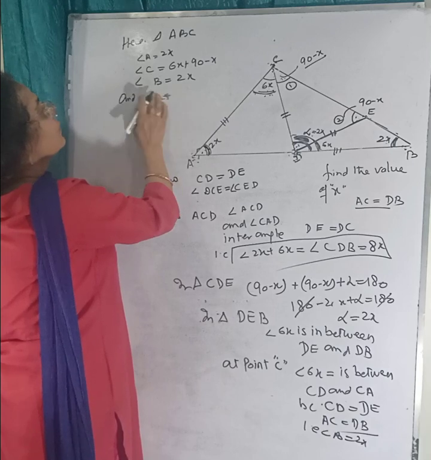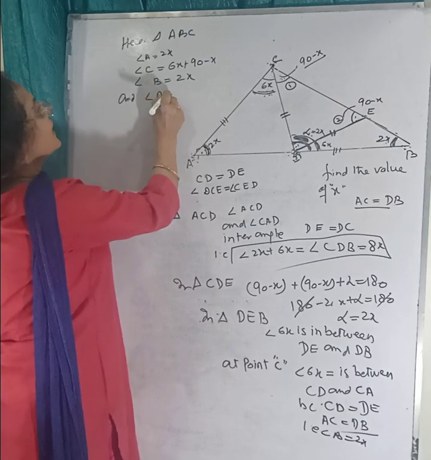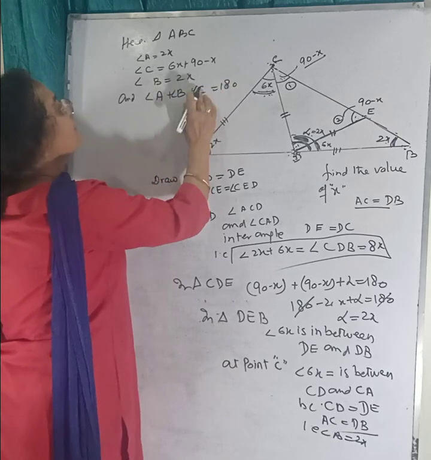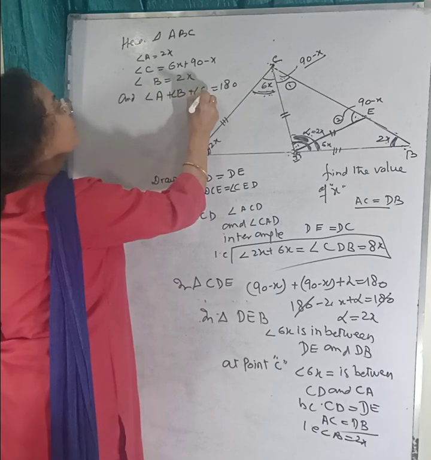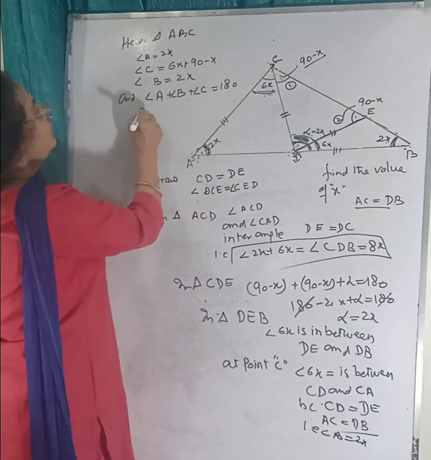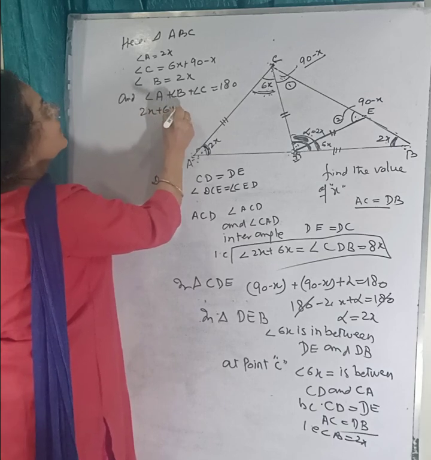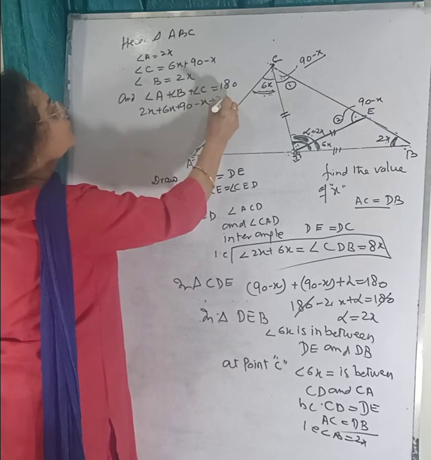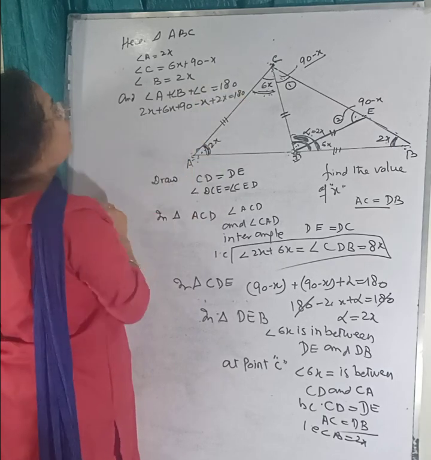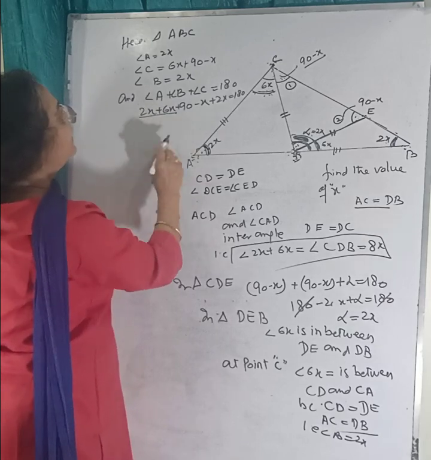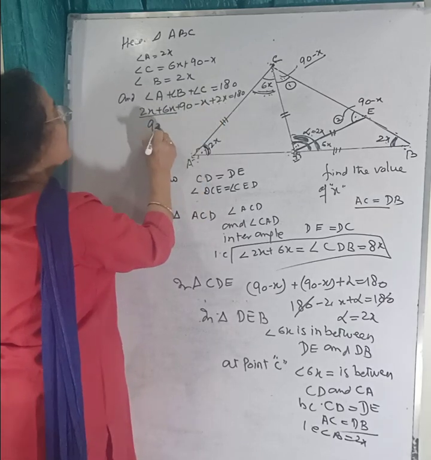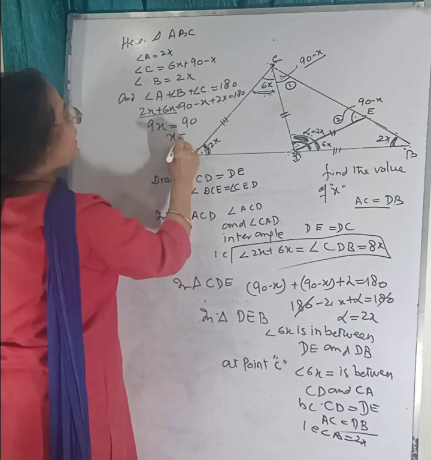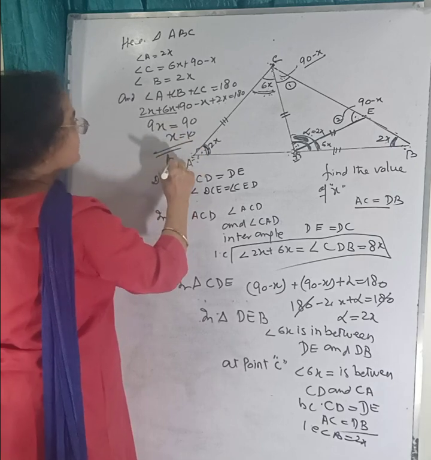The addition of these three angles will be 180. Angle A plus angle B plus angle C will be equal to 180. जितने भी एंगल होंगे that will be equal to 180. It means 2x plus 6x plus 90 minus x plus 2x is equal to 180. 6 plus 2 is 8, 8 plus 1 is 9x will be equal to 90. It means x will be 10. This is the answer.